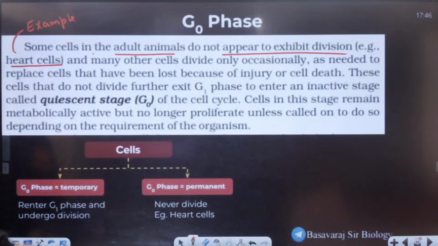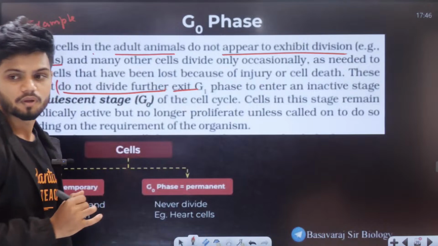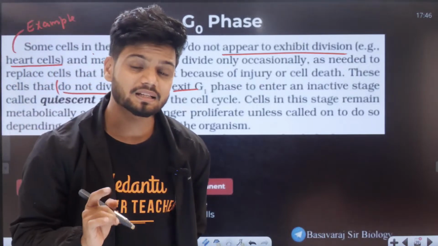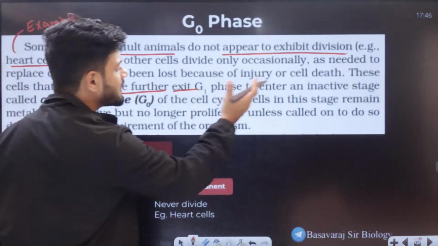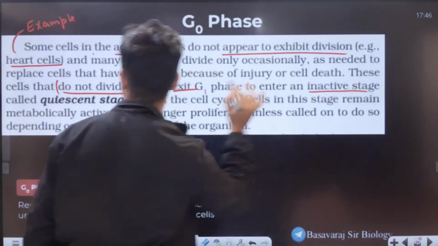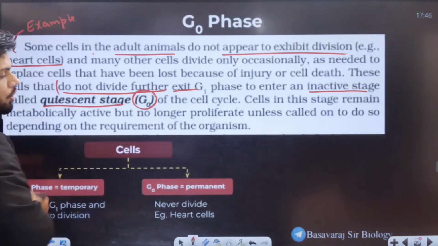Now these cells that do not divide further exit G1. So when do they exit? They exit after G1 and enter the inactive stage called the quiescent stage or G0 stage of the cell cycle.